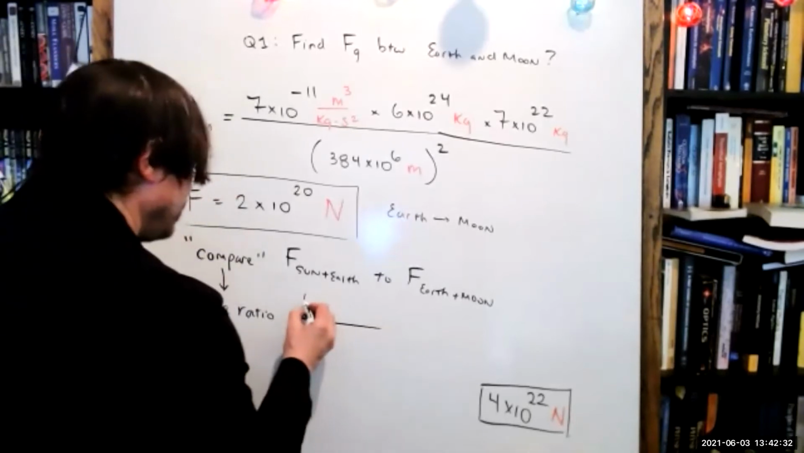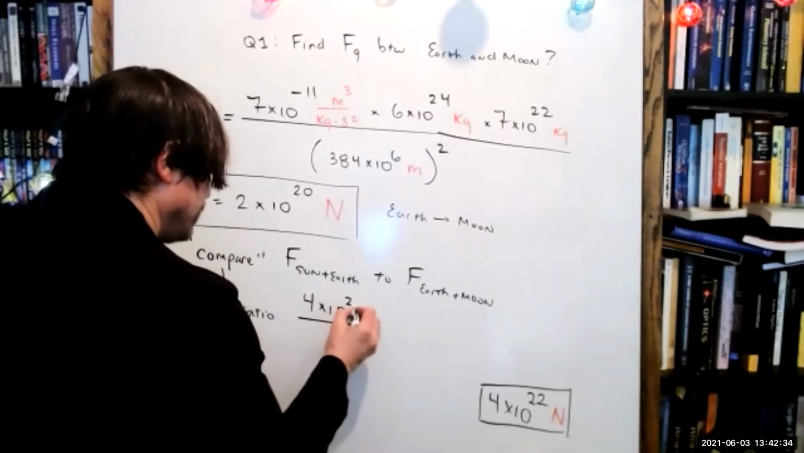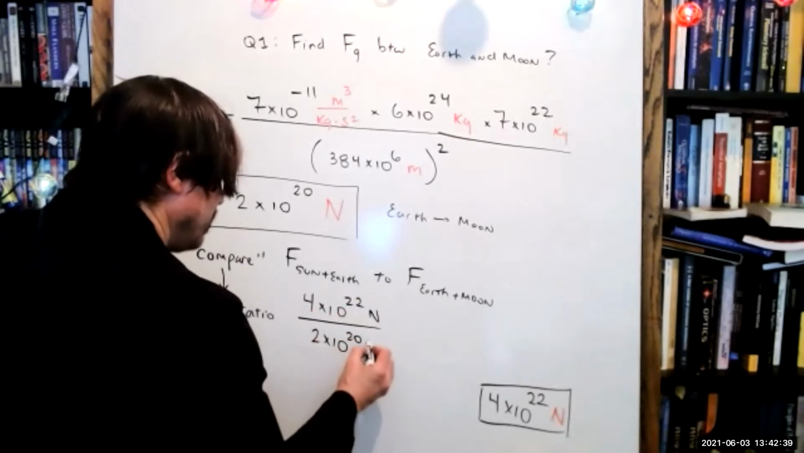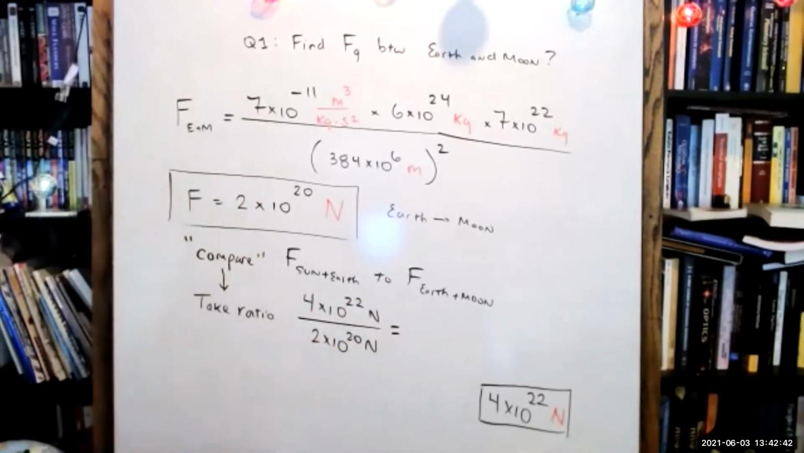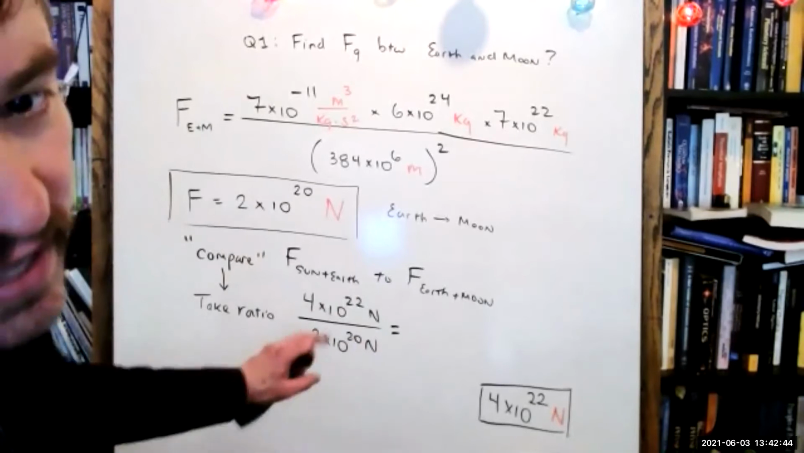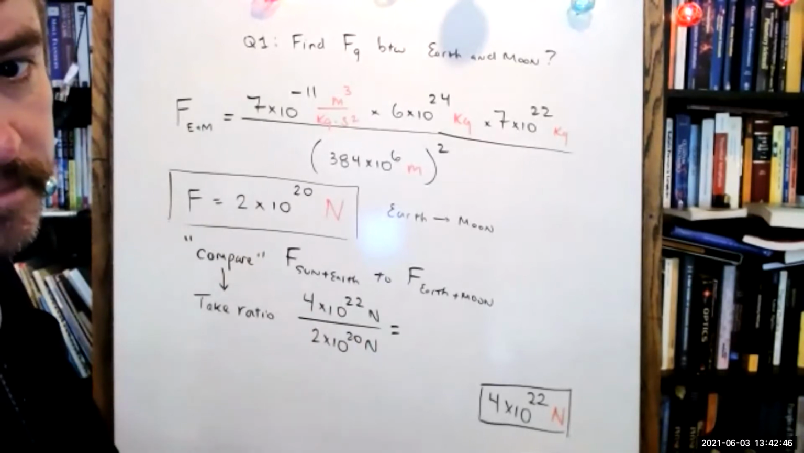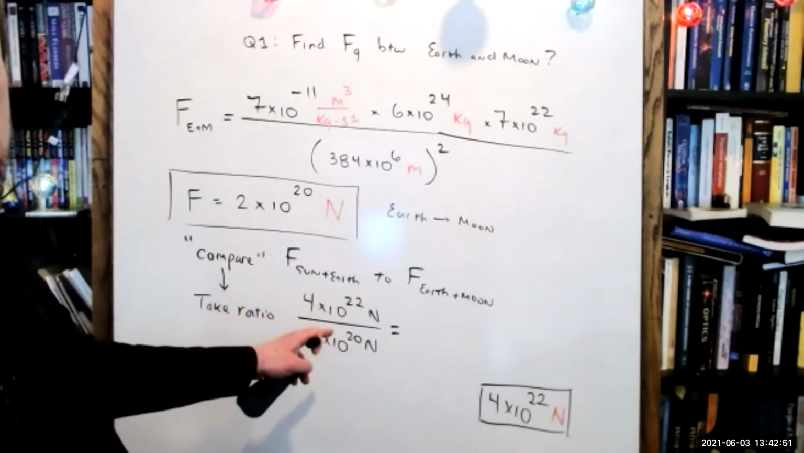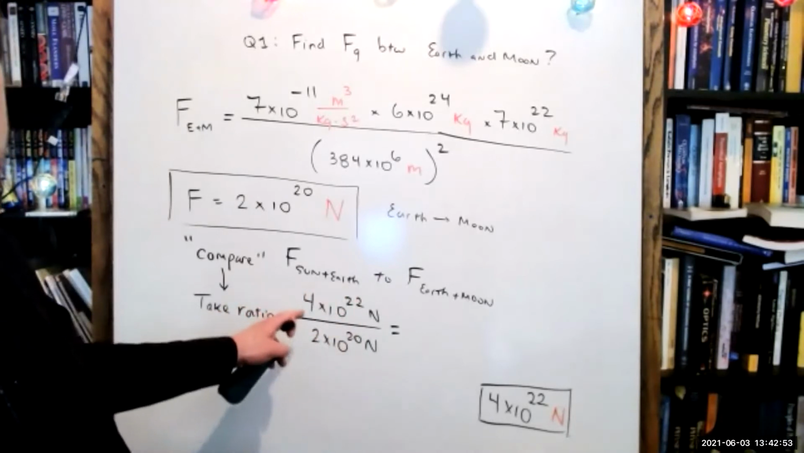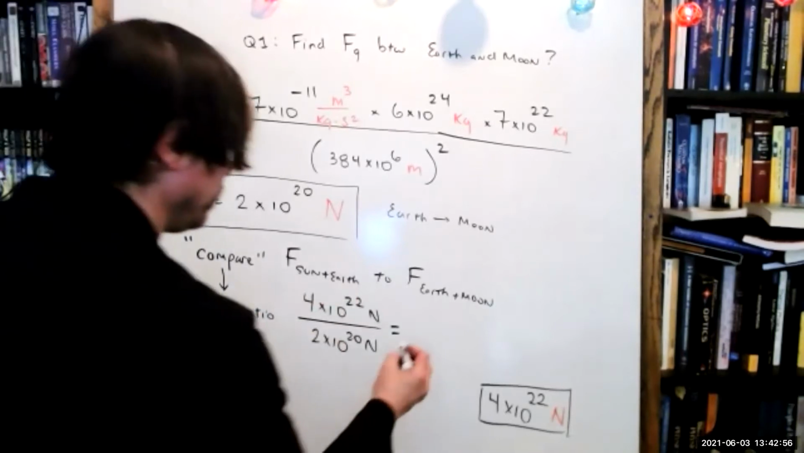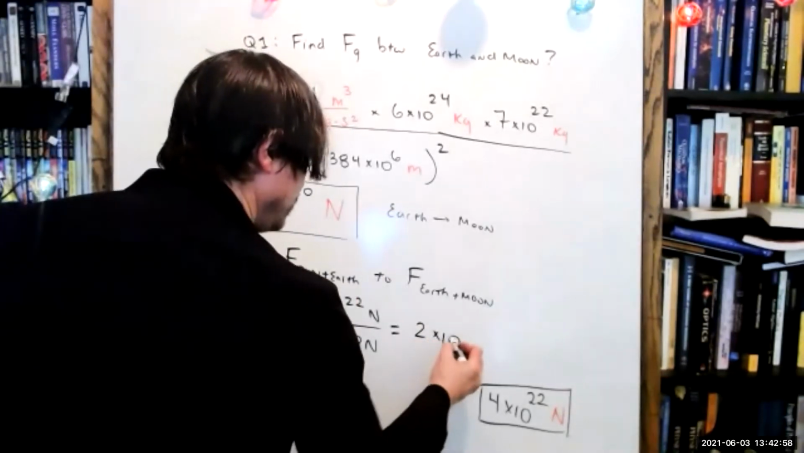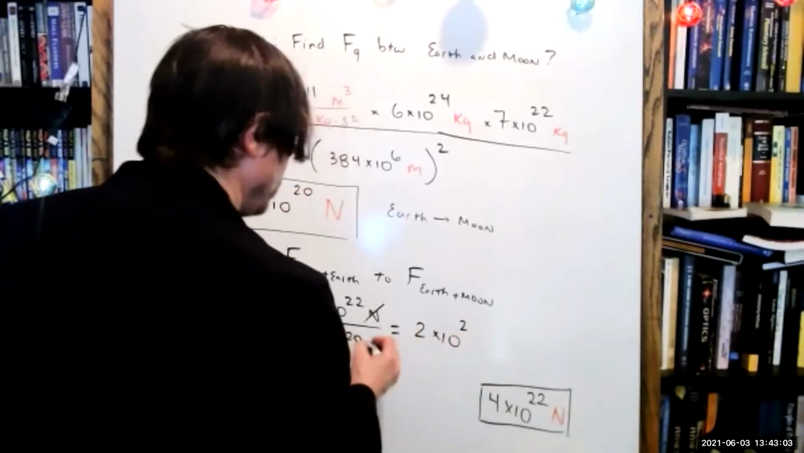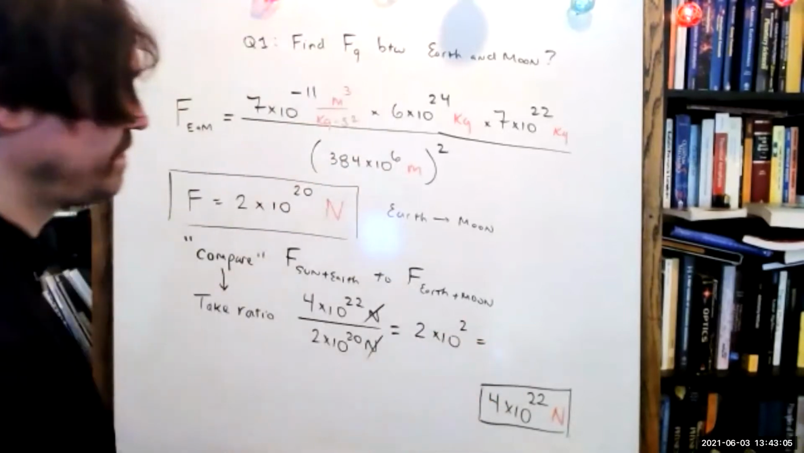So we're going to divide 4 times 10 to the 22 newtons by 2 times 10 to the 20 newtons. Okay, Ian, explain to the studio audience at home how you do that without a calculator. You can subtract the exponents. So you get 10 to the second, and then 4 divided by 2 is 2. So the lead digits, 4 over 2 gives you 2, times 10 to the 22 minus 20, which is 2. The newtons cancel out. What's that number?